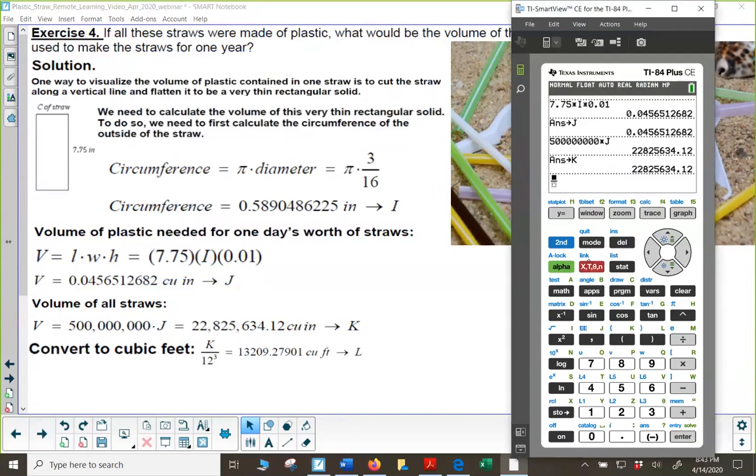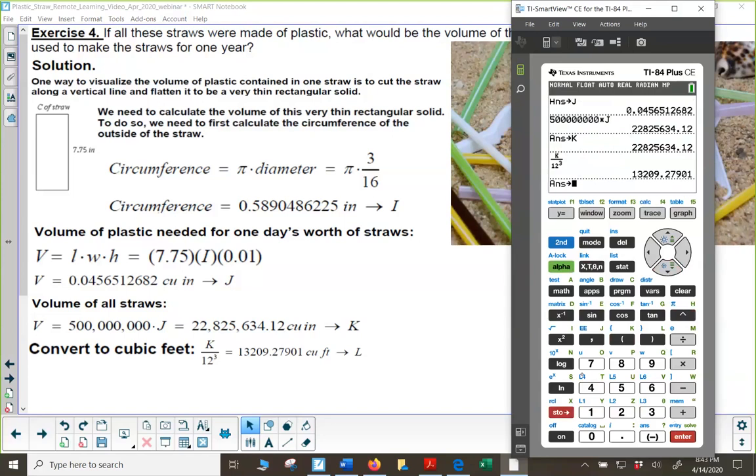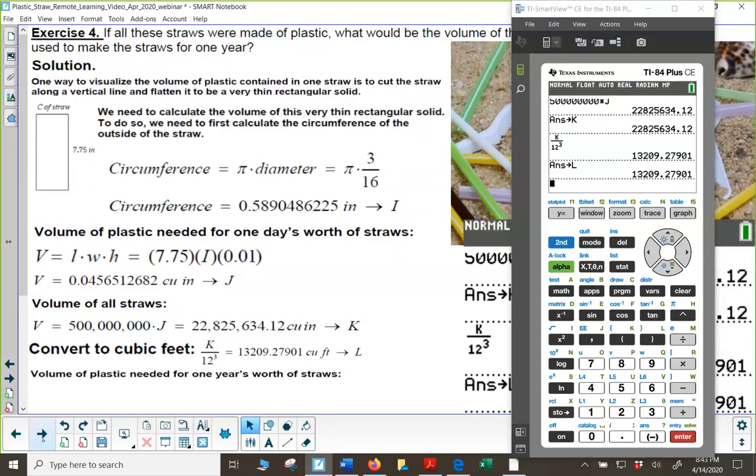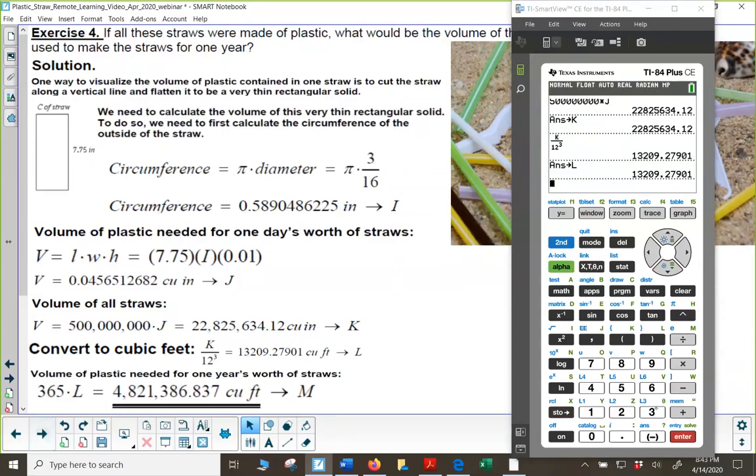So again, I'll get my fraction template, alpha K over 12 raised to the third power, and store that into capital L, alpha L. I'm getting the same answer there. Notice all the significant digits are the same, which is good. And then finally, for a year, I'm going to multiply that by 365. 365 times whatever is in alpha L, and I'm going to store that into alpha M.